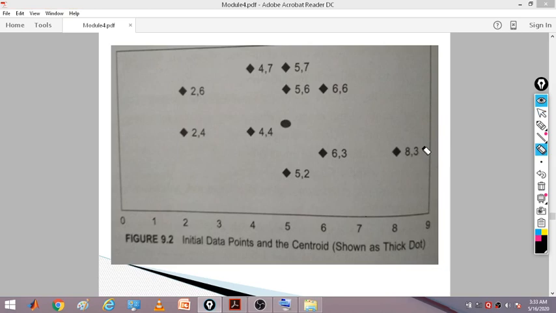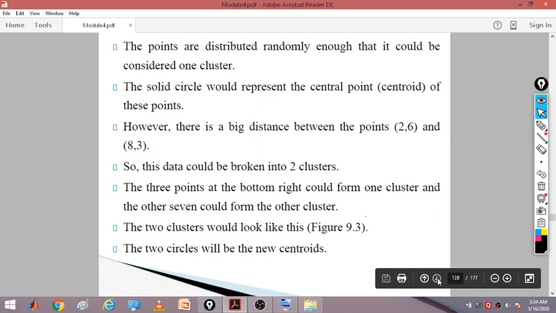What was our focus? If we consider this as one particular cluster, the intra distance should always be minimum. Intra distance represents the distance between objects within the same cluster. So this should always be minimum, but here there is a lot of gap between this object and this object. So the intra distance is not minimized in this case. This data could be broken into two clusters.